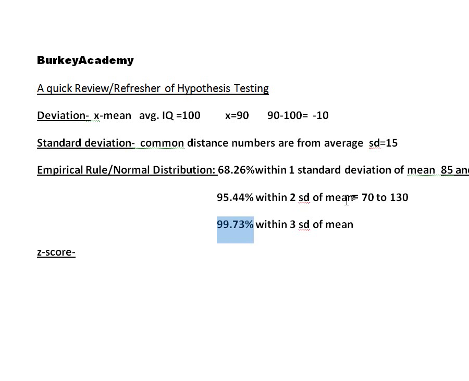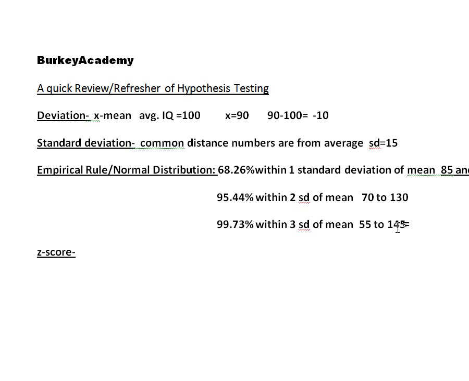Now, if you go out 3 standard deviations, you get almost everything, almost all your data: 99.73% of your data. So that's going to be almost all of your data, almost every one. What's 3 standard deviations in our example? Well, that would be 55 up to 145.